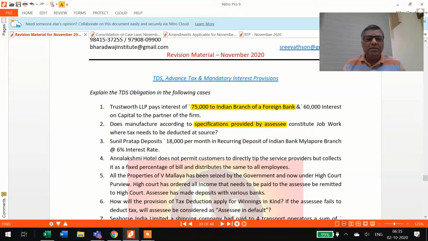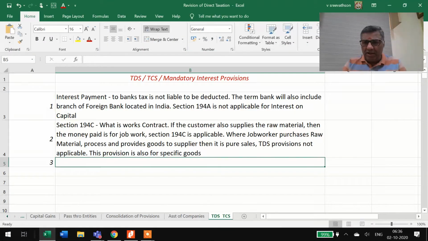Third, Sunil Pratap deposits 18,000 per month in the recurring deposit of Indian Bank Mylapore branch at 6% interest rate.